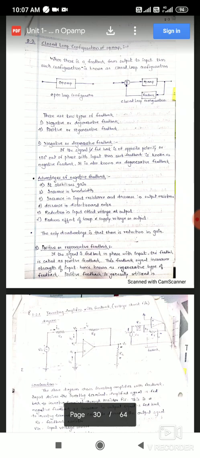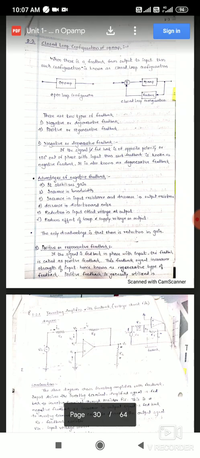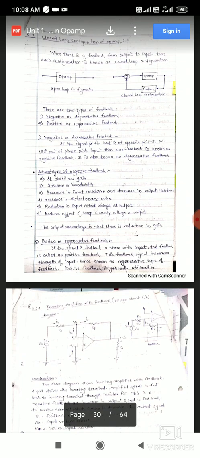Then there are many advantages of negative feedback. Most applications can be designed with the help of negative feedback. So what are the advantages? It stabilizes the gain, it increases the bandwidth, it increases the input resistance of the amplifier, it decreases the output resistance of the amplifier, it reduces the distortion in the output due to noise, it reduces the input offset voltage, and it reduces the effect of temperature and variation in supply voltage, due to which we can get a constant output.